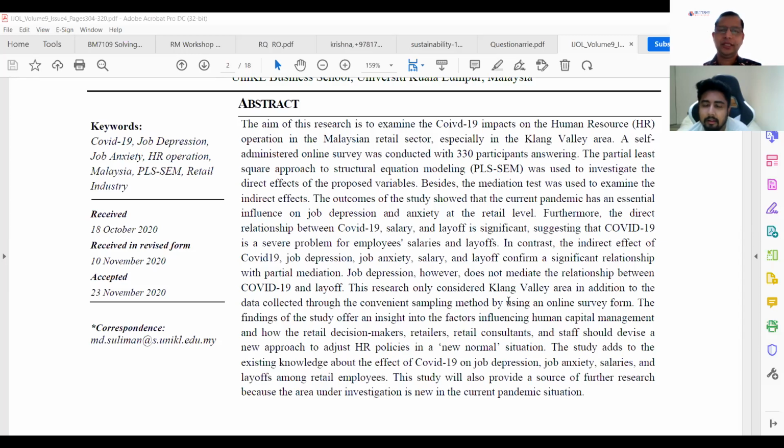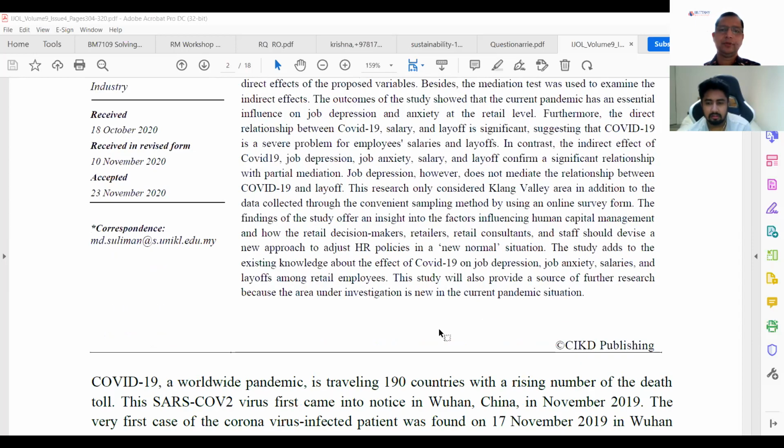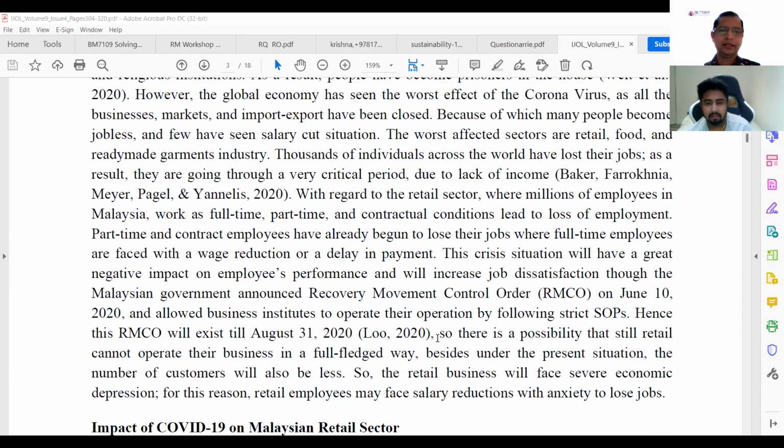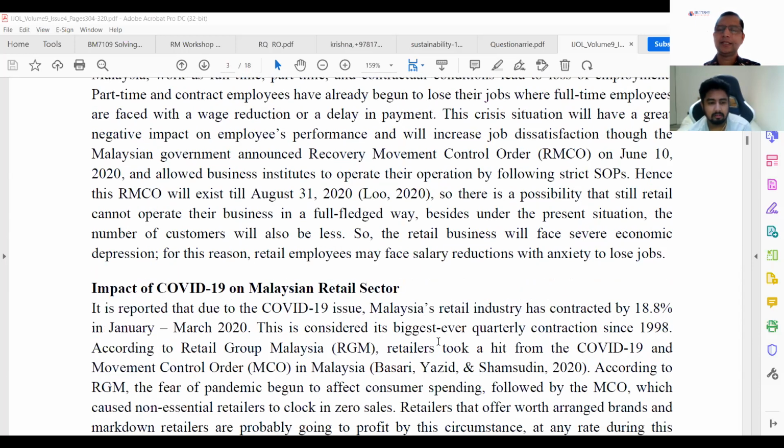Anyway, in summary, this study was done in Malaysia, Kuala Lumpur, and the specific area of Kuala Lumpur. How many people participated? 330. Now you read it again, what they call the introduction part, and find out again the research gap or the problem. Remember, research gap and problem is almost the same thing. So you find out what was the main problem in 1 or 2 lines. Okay.